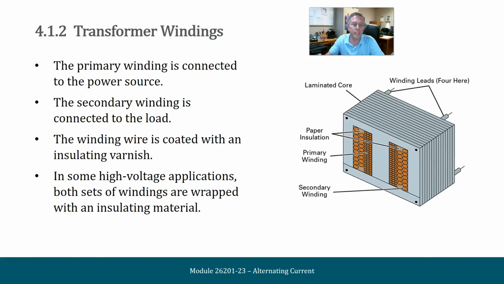The primary winding is connected to the power source. The secondary winding is connected to the load. The winding wire is coated with an insulating varnish. In some high voltage applications, both sets of windings are wrapped with an insulating material.